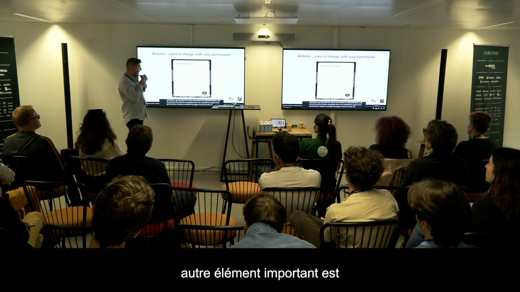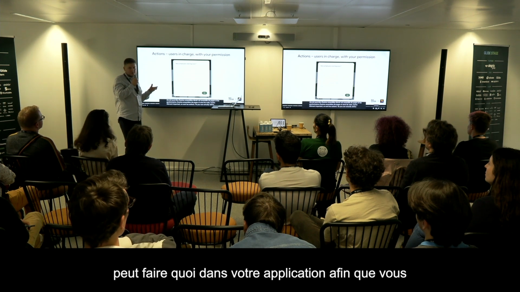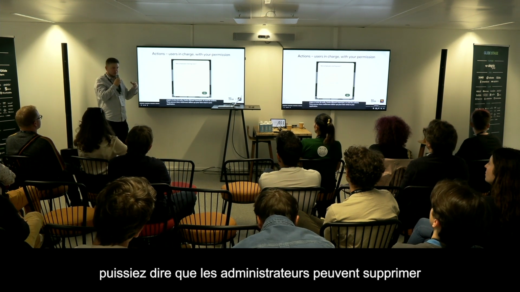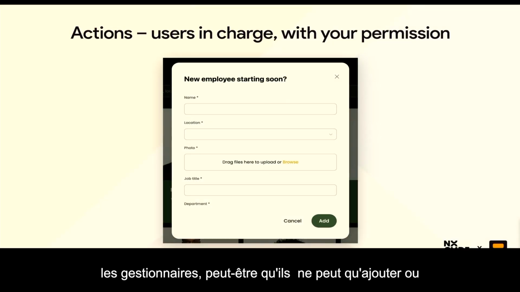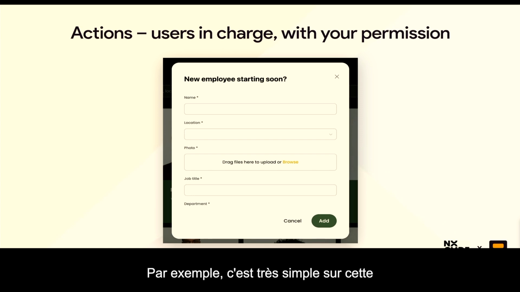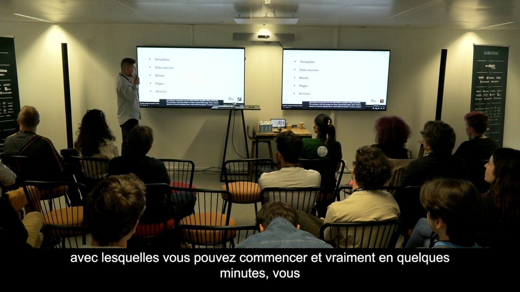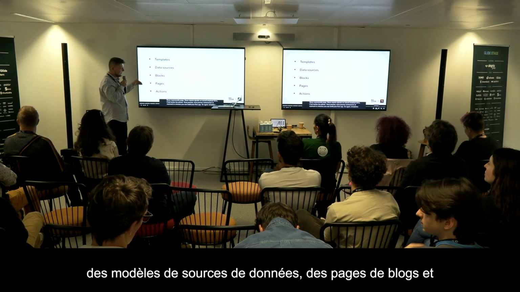The other important piece is actions. You can define who can do what in your application. You can tell that administrators can delete all the information and add and modify. Managers, maybe they can only add or modify information, and viewers can only see that information after they sign in, for example. That's very simple. On this page, we see adding a new employee. So that's all of the pieces you can start with, and really in minutes you can build your first app. So again, templates, data sources, blocks, pages, and actions.